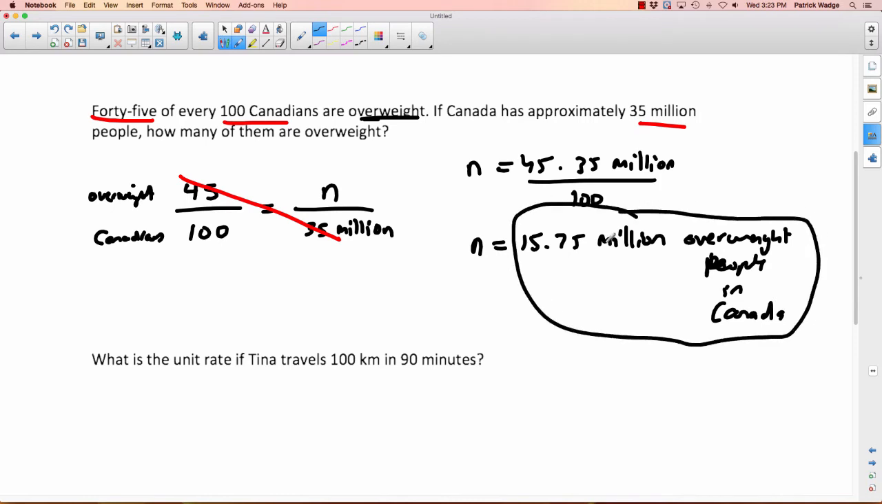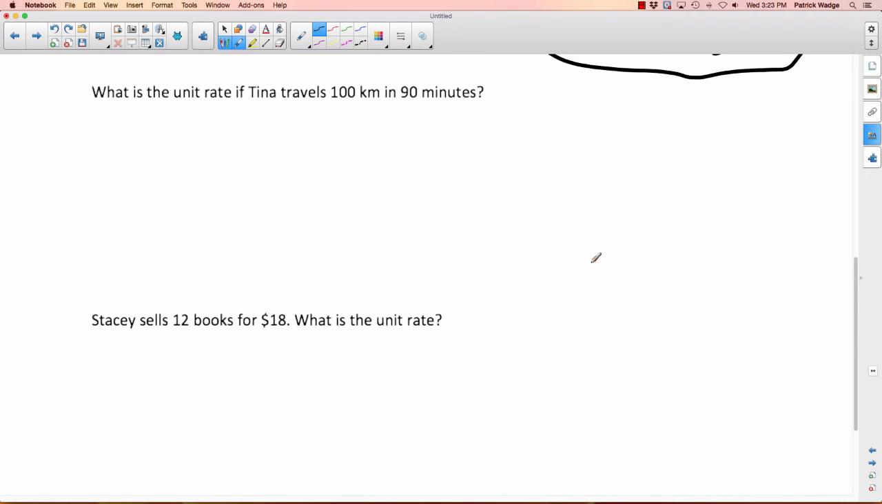Okay, moving on. These last two questions, we're going to look at unit rate. Remember, unit rate is where the second number is equal to 1. So it says Tina travels 100 kilometers in 90 minutes. So we could write this as a rate, right? The rate would be 100 kilometers per 90 minutes. But again, that's a weird thing to say, your speed is 100 kilometers in 90 minutes. We don't usually do it that way. We want this second number to be 1. So you could do it this way. You could say 100 kilometers in 90 minutes. That's our first fraction.